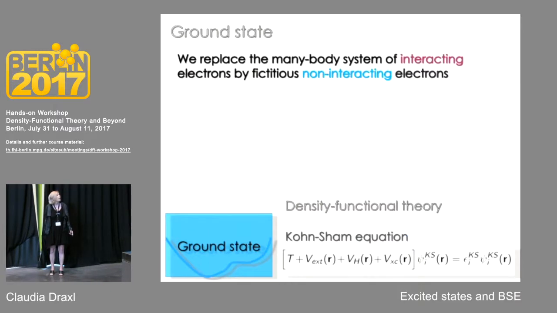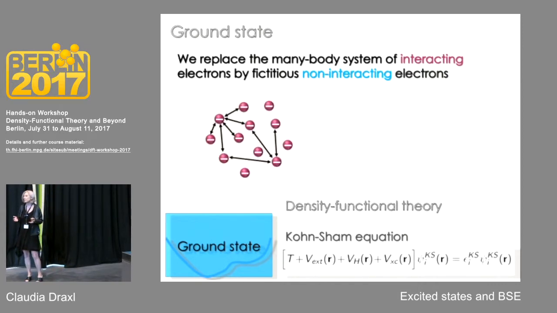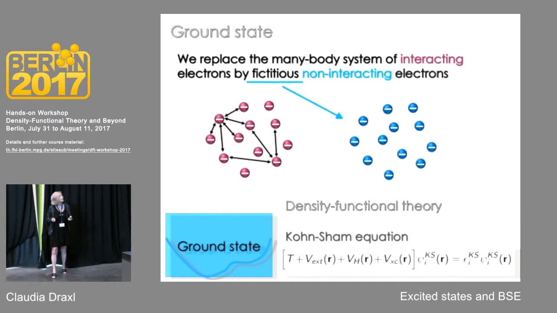Now, let me get just a minute back to the ground state here to explain what we have done so far. I mean, to get to the Kohn-Sham equation of density functional theory, so to get to this one-electron equation, we have done a trick. Because DFT is a many-body theory in nature, but why can we solve a single-particle equation? Because we have replaced this system of interacting electrons, every electron interacting with every electron, by a system of non-interacting particles, but this system is fictitious.